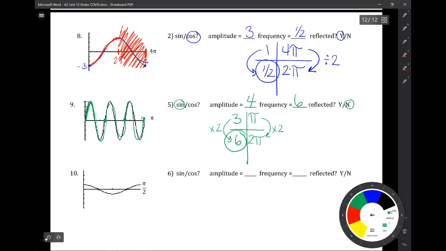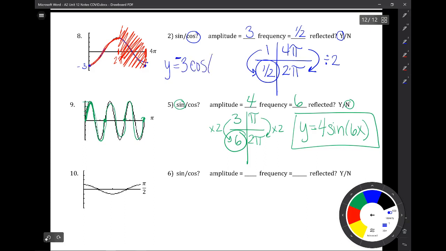Oh, silly me. I just realized I never wrote the equation for the last one. So let me write this one. It would be y equals 4 sine of 6x. Let's go back to the other one. Let me change back to blue. This would be y equals 3, negative, because it's reflected, cosine of a half x. So sorry about that. I never wrote the equation.